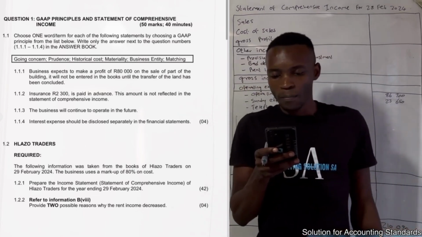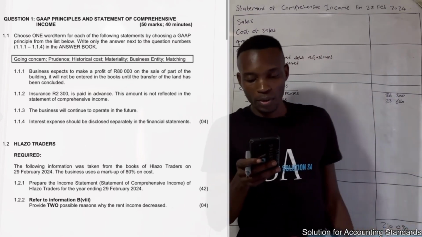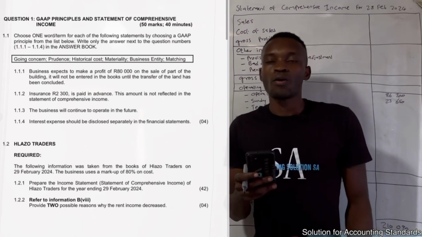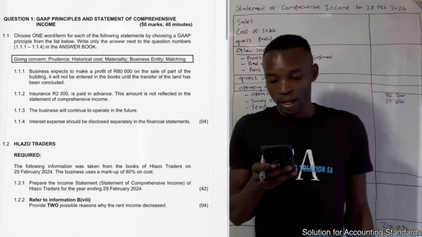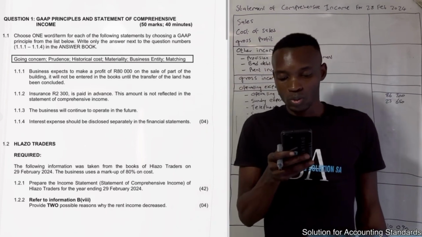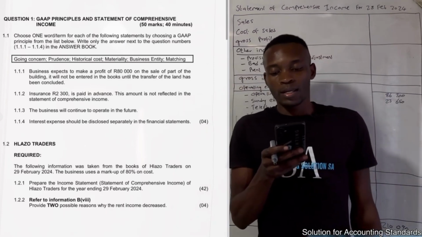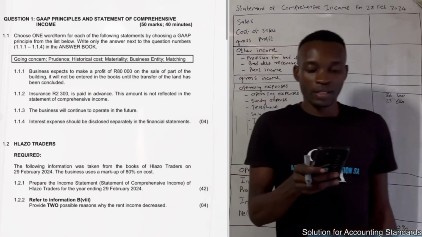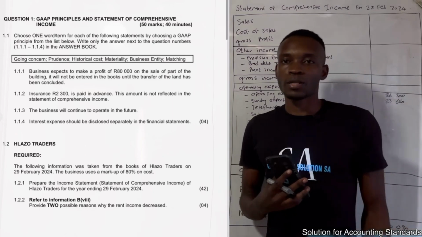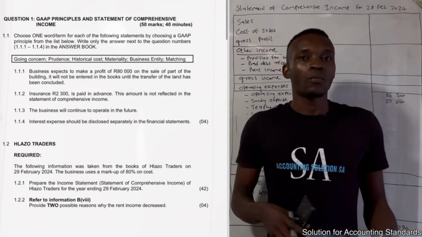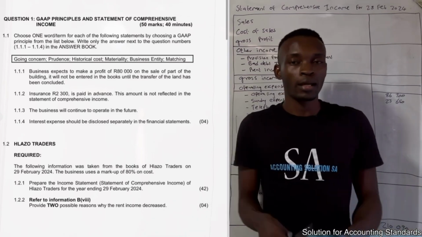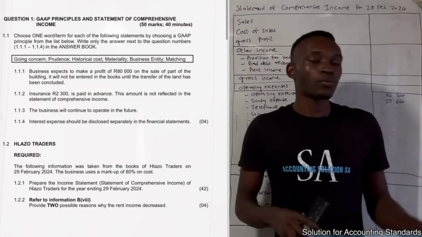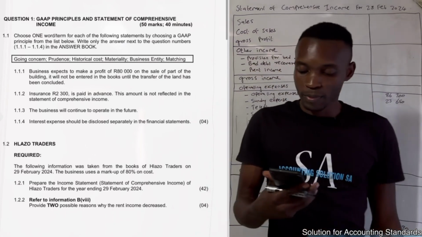Okay, the next one, the business will continue to operate in the future. Of course, this one is a going concern. In other words, we're assuming that because we make a profit this year, obviously even next year we're still going to do what? To operate. Interest expense should be disclosed separately in the financial statement. Okay, this one is materiality. When we say materiality, it's more like we are saying that this is very important. We must see it in a separate way. We don't want to see it included with other items, because it will look like it has been hidden. So it must be separate so that we can see it. All right, that's what this principle is saying.